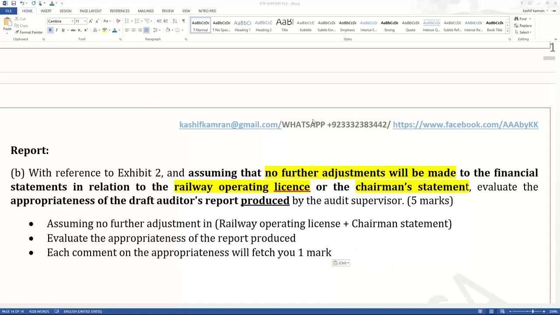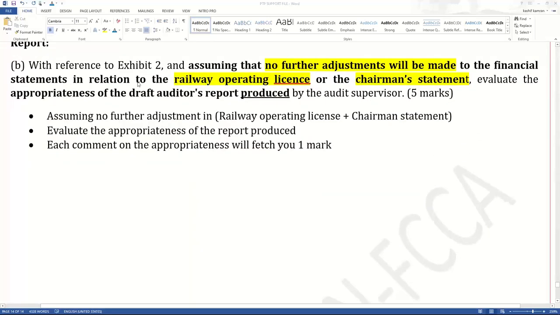Okay, that's great. Now look at the second part. With reference to Exhibit 2, assuming no further adjustment will be made to the financial statement in relation to the operating license, will the management be giving a disclosure of the going concern problems? Assuming no further adjustment will be made in relation to the operating license or the chairman's statement, will the management be rectifying the chairman's statement?